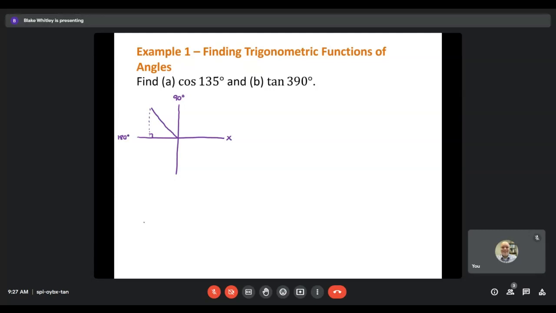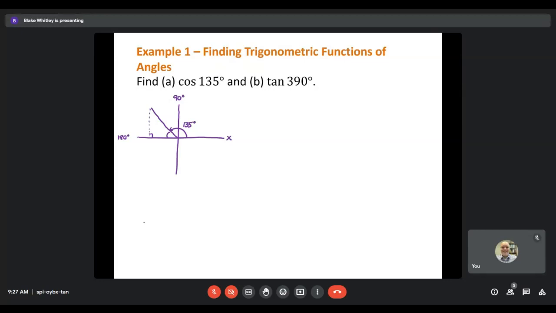So now what I've got to figure out is, what type of triangle do I have here? What is the angle within that triangle? So I know my initial angle that I'm starting from is 135 degrees. So from the positive x-axis around to that point, we're going 135 degrees. I need to find the angle inside of that triangle now so that I can set up my trig ratios.